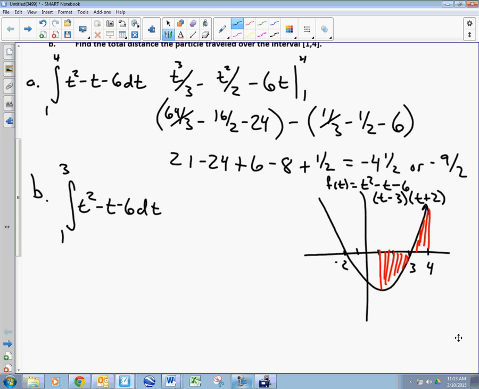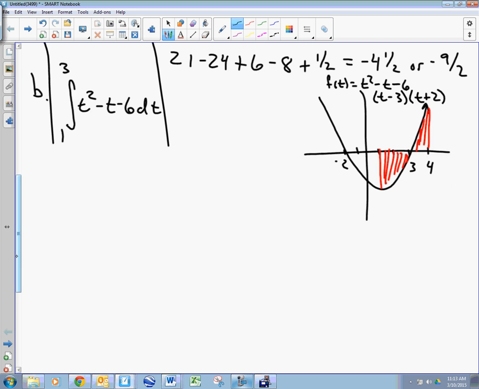Is that going to be positive or negative? So I'll take the absolute value of it. And I'll add on to that the integral from 3 to 4 of t squared minus t minus 6 dt. No absolute value because we already know that's positive. So let's go to work.